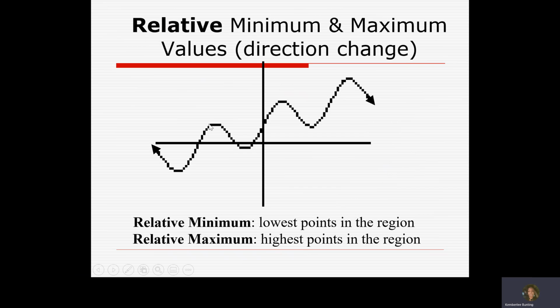So this graph has several instances of low points. Here's a low point here, low point here, low point here. All three of these points, young people, would be considered relative minimum values. Okay? Relative minimum. All right? And then all of the peaks would be the relative maximum values.